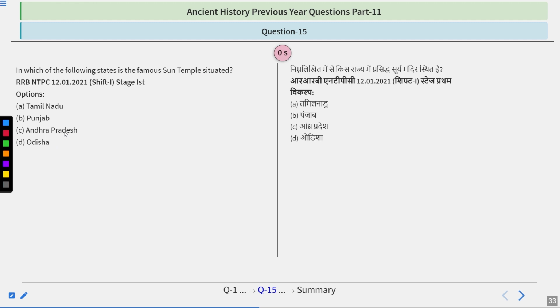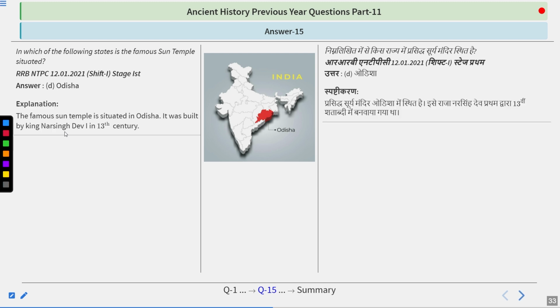And your answer is quite right. Answer is Odisha. So the famous Sun Temple is situated in Odisha. It was built by King Narsingh Dev I in the 13th century. It is also known as Black Pagoda.